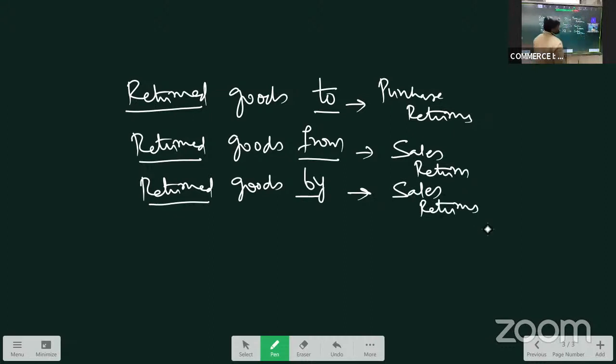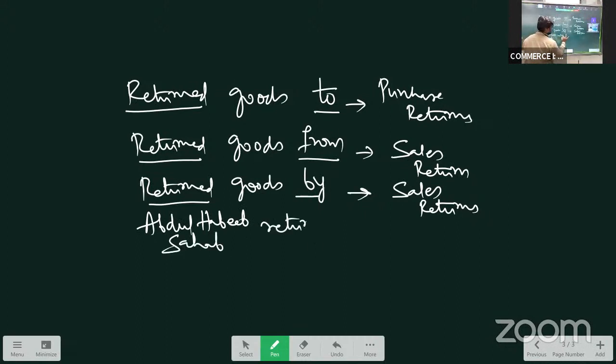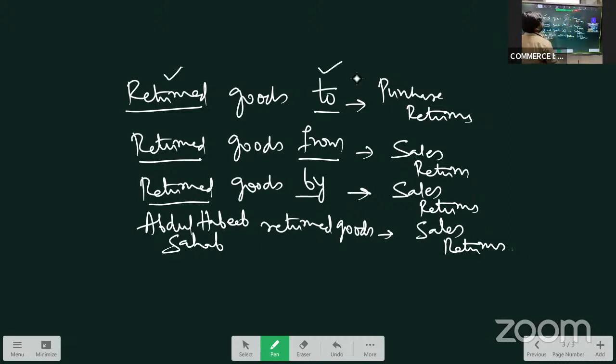So first the name of a person is given, Abdul Habib Sahab, and is given as return goods. Even then this will be considered as sales returns. Then how to identify whether a transaction is of purchase return or sales return? Only if it is given as returns and 2, then it becomes purchase returns. Otherwise, all other forms become sales returns.